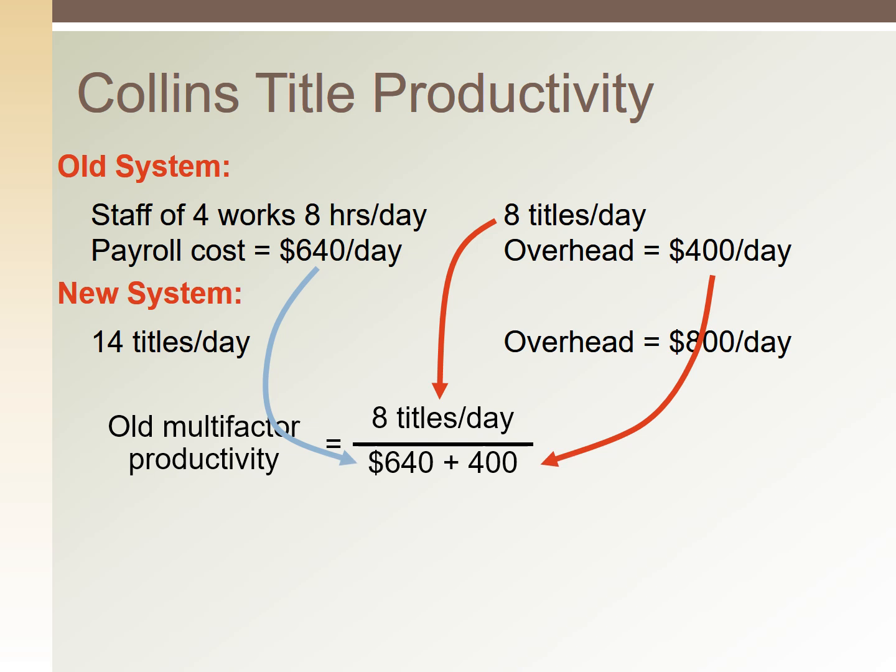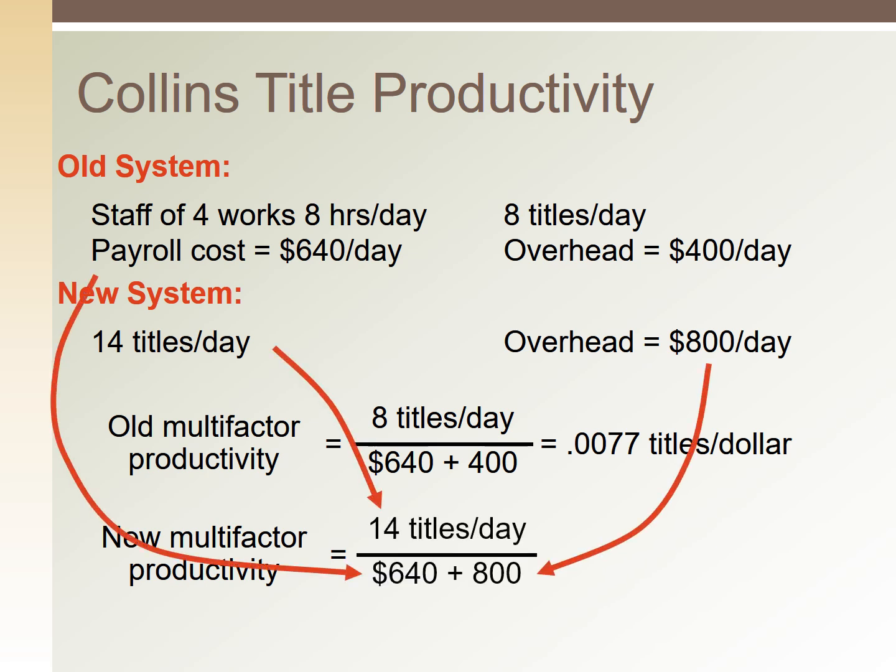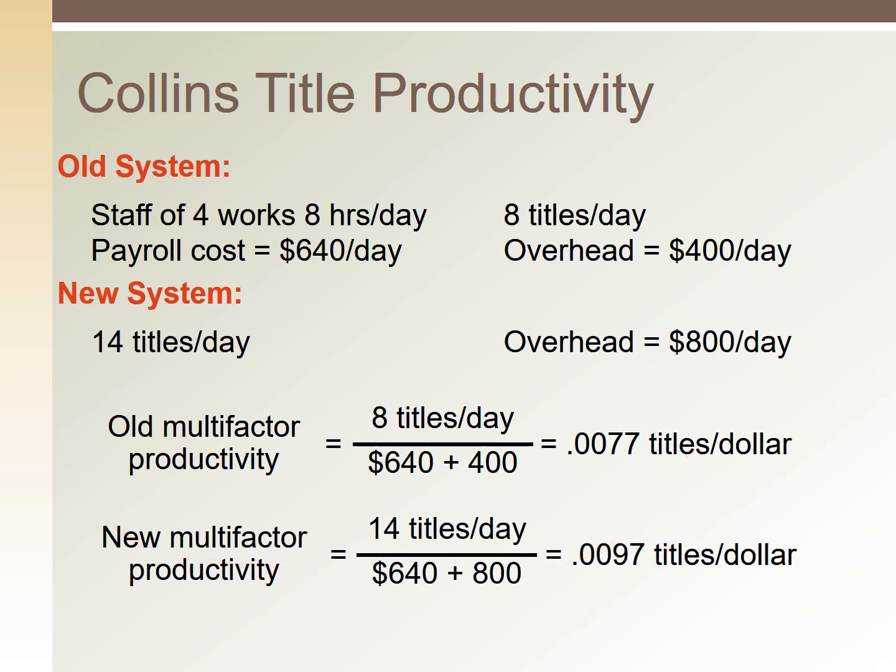Multi-factor, same formula: 8 titles a day, now divided by $640 payroll plus the $400 a day overhead, and it equals 0.0077 titles per dollar, not even a tenth of a title. The new multi-factor productivity shows 14 titles a day, same labor cost but higher overhead. The new calculation is 0.0097 titles per dollar. So you can see there's an increase.